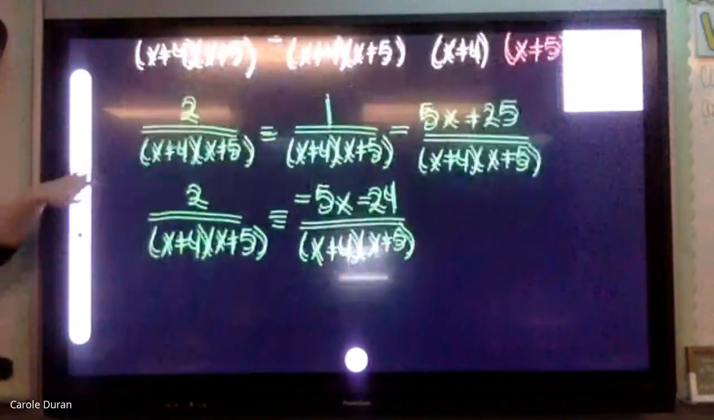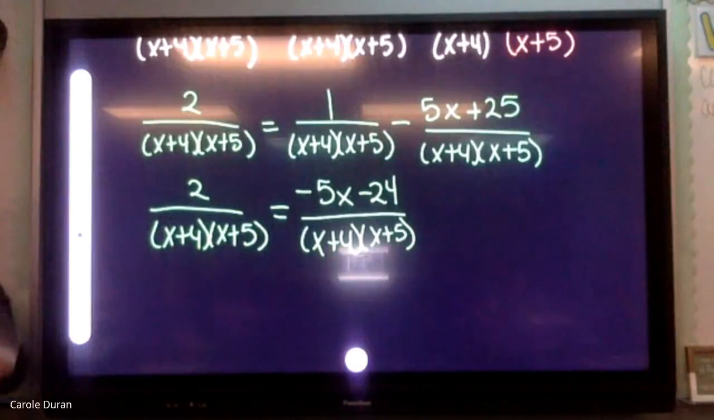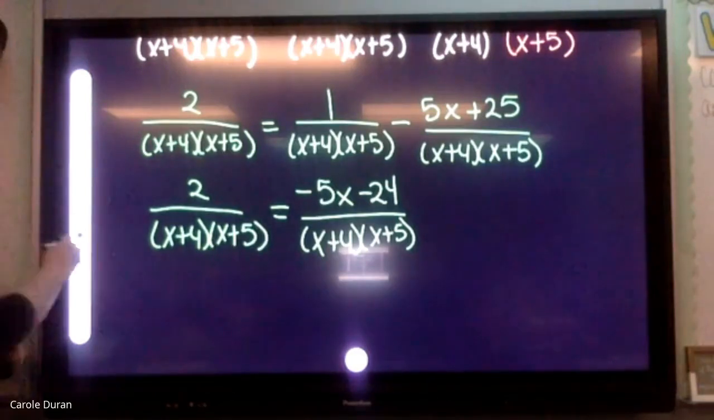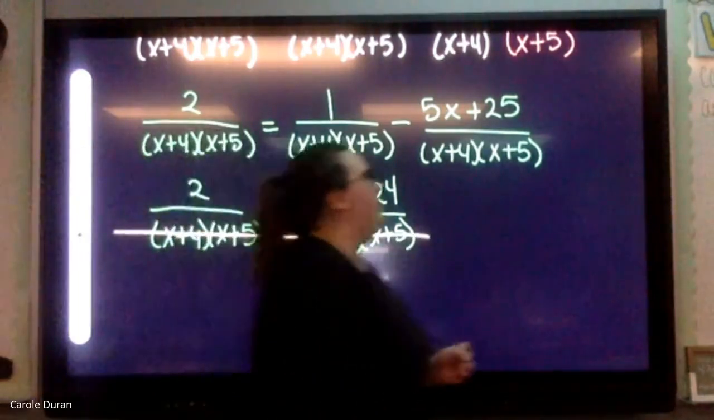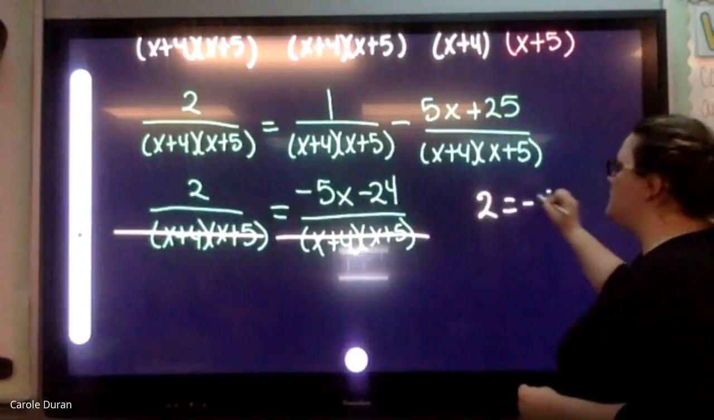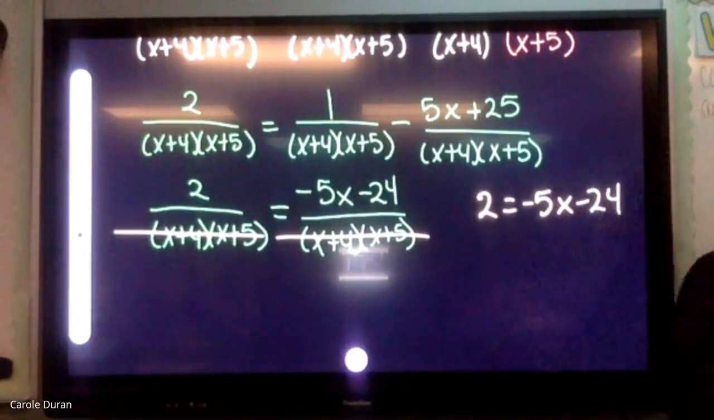What was the purpose of simplifying the right-hand side down to one fraction? How did that help me here? All right, so what is my next step here, Camden? Canceling out my denominators because they're exactly the same, and I only have one fraction on each side. That's the whole reason that we simplify both sides down to one fraction. So that when I simplify them down and their denominators are equal, the denominators cancel out. And then I'm left with 2 equals negative 5x minus 24.